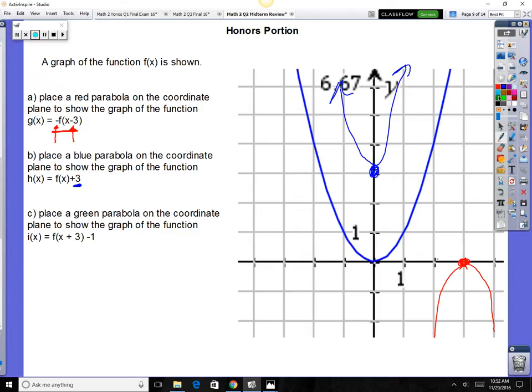And then C, place a green parabola. This one has 2 transformations. It has something in the parentheses and something outside the parentheses. Something in the parentheses slides it left and right, and outside the parentheses goes up and down. So this is going to go 3 units to the left, 1, 2, 3, and 1 unit down, and it should end up right there. So those are the 3 different transformations.